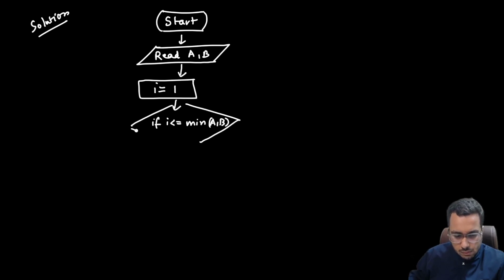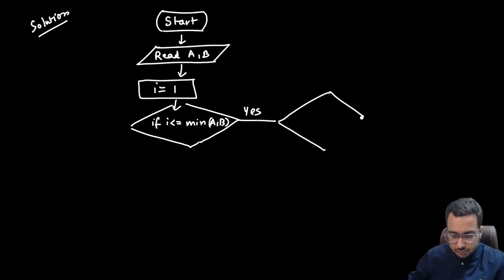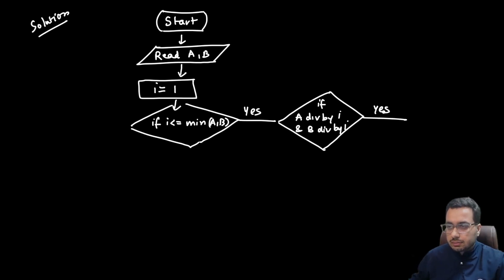okay, if it is yes, what we are going to do is check if I divides a and I divides b also. So we are again going to put a decision box here. Is a divisible by I and b divisible by I? If the answer is yes, okay, then we are going to update our GCD.